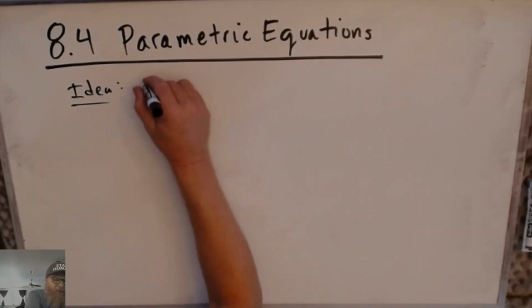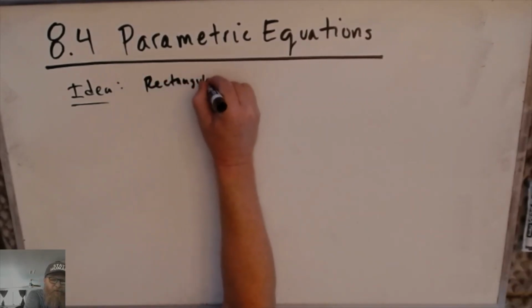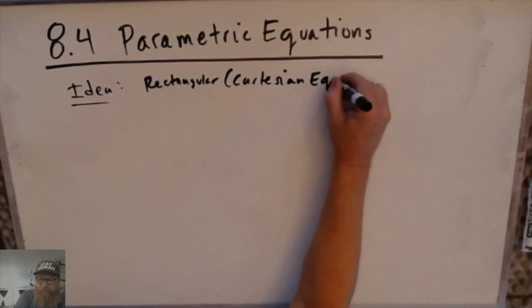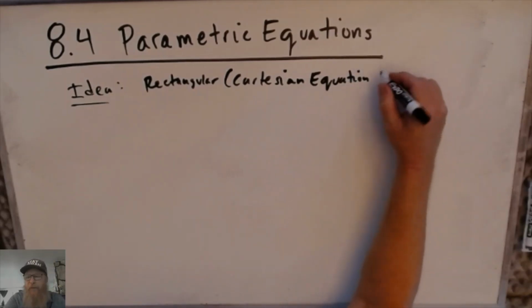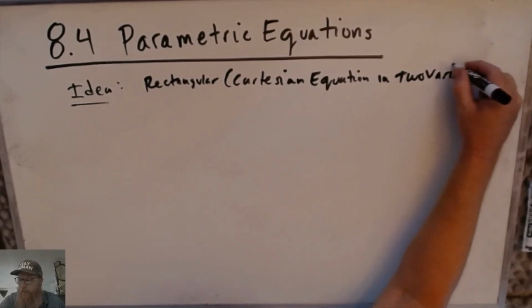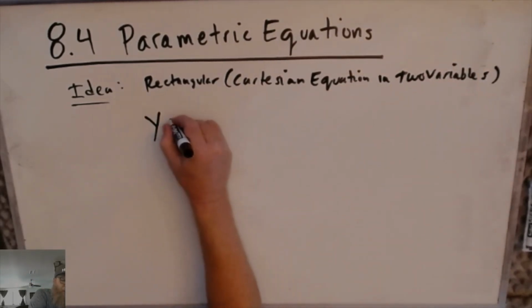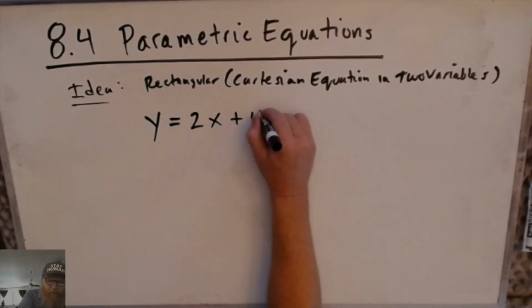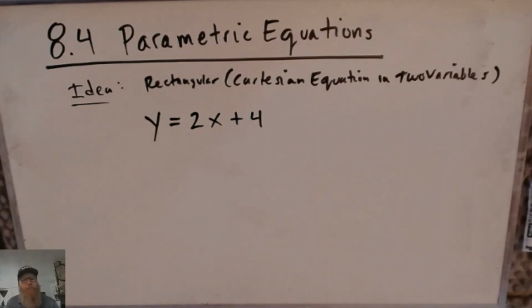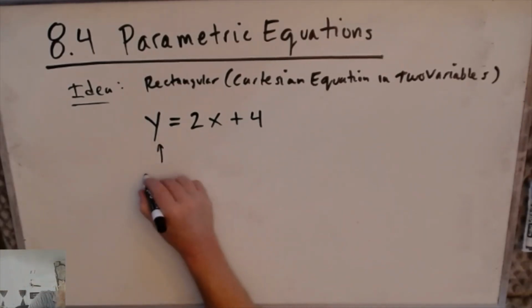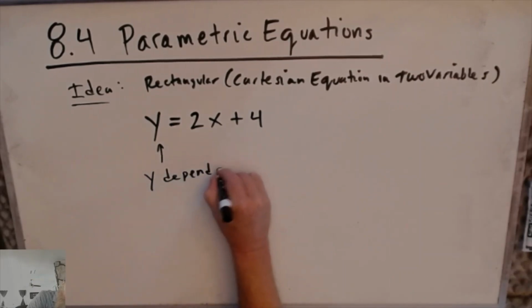The idea is if you have a rectangular, or what's called a Cartesian equation in two variables, typically x and y. Something like, I don't know, something very simple that you learned in basic algebra, like y equals 2x plus 4. Well, this equation is essentially a function, and we say that y depends on x.